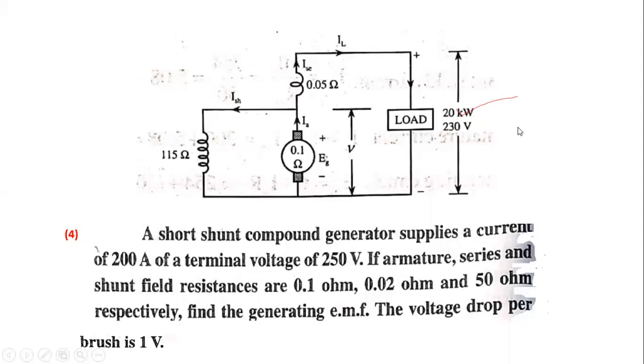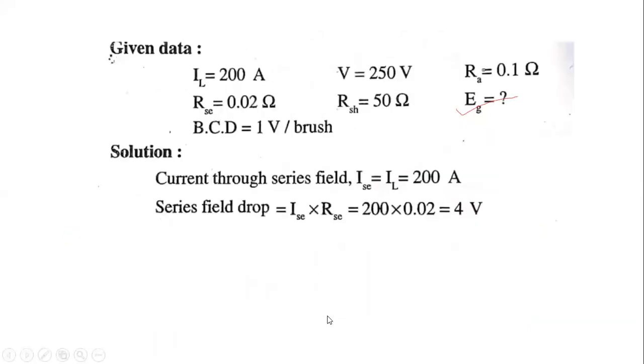Therefore, in that question, we are given the load current. The armature, series and shunt field resistances, that is RSH, RSC and RA, are given. Find the generated EMF, where the brush voltage drop is 1 volt per brush. Okay, this is the given data.